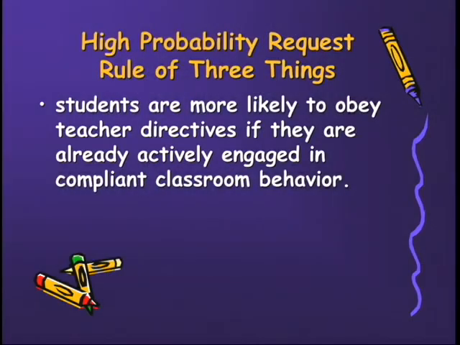Empathy skills, all right? The next piece is one of my favorites, called the high P request, high probability request. It follows what is called a rule of 3, and it works on the premise that students are more likely to obey teacher directives if they are already actively engaged in a compliant classroom behavior.